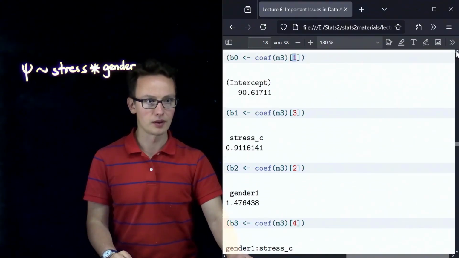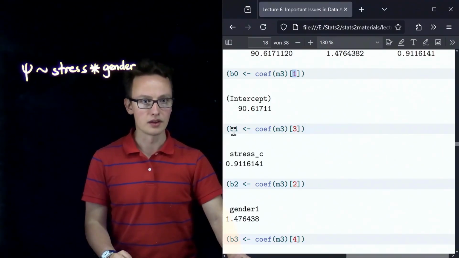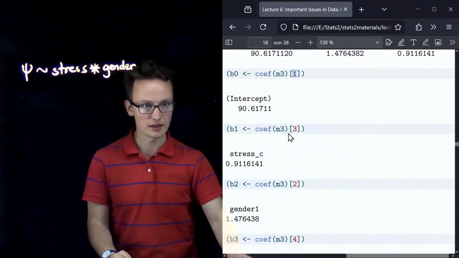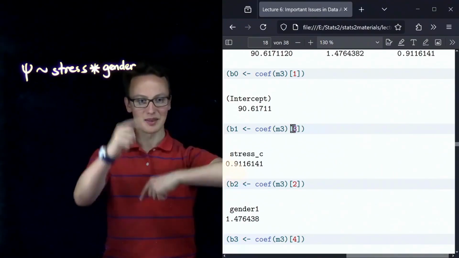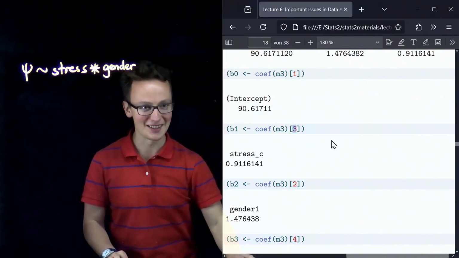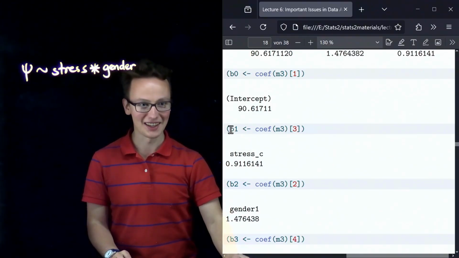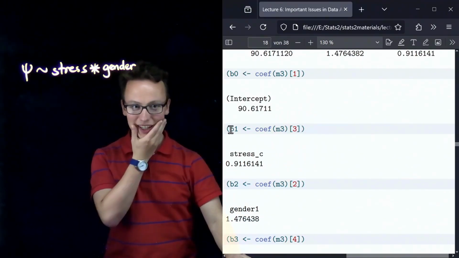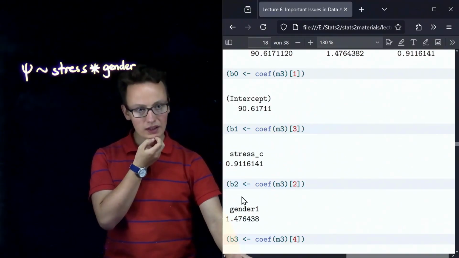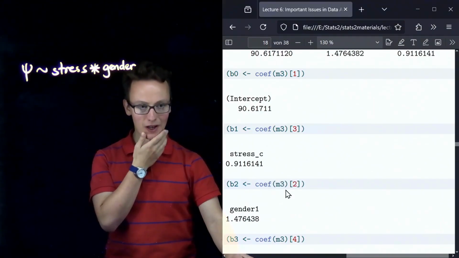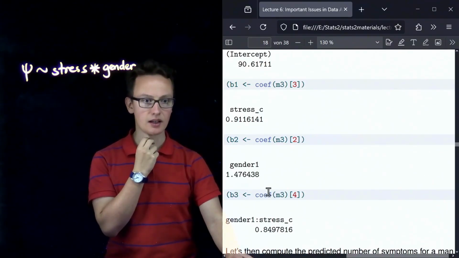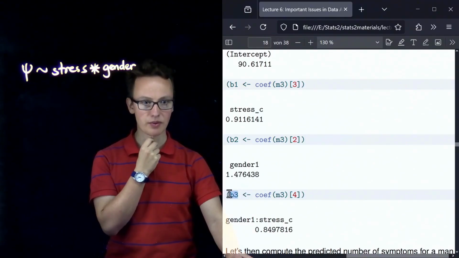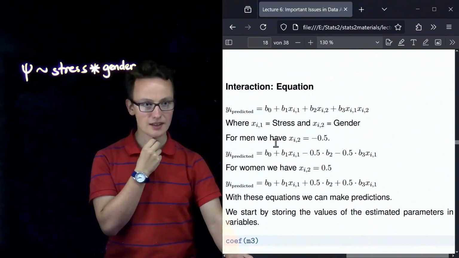We can do the same for B1, which is the slope for stress level. So we get that from the coef output again, put this into our model. In this case, okay, actually here, because in the model before I had specified it the other way around, I think first gender, then stress, that's why here it's the third one, doesn't matter, right? So B1, for the sake of our example with the mathematical formula, is stress level. B2 is gender. We can also extract it from our model output. And finally, the interaction between stress and gender can also be extracted from this model output, and we save it into B3.